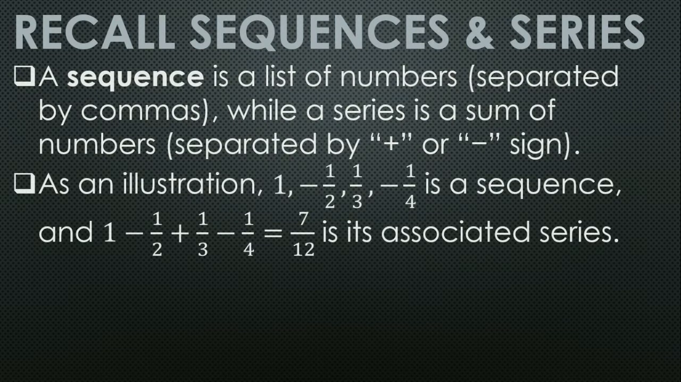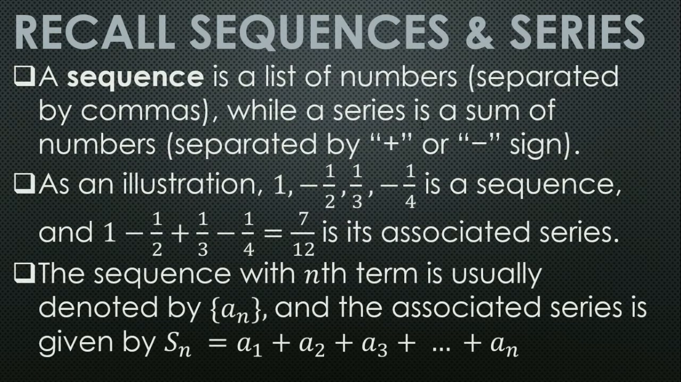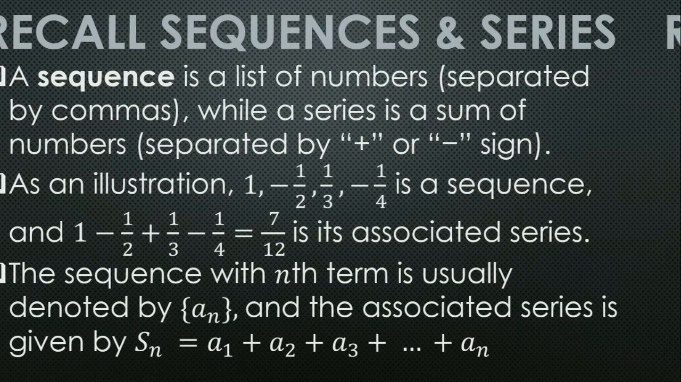As an illustration, 1, negative 1/2, 1/3, negative 1/4 is a sequence. And 1 minus 1/2 plus 1/3 minus 1/4 is equal to 7/12 is its associated series. The sequence with nth term is usually denoted by a sub n, and the associated series is given by S sub n is equal to a sub 1 plus a sub 2 plus a sub 3 up to a sub n, or the last term.